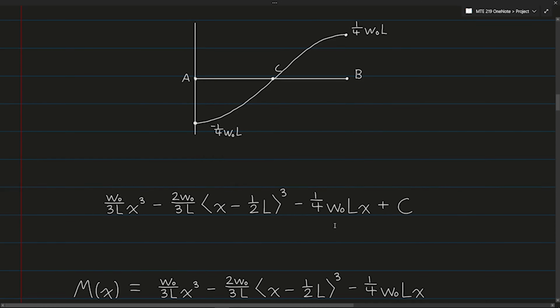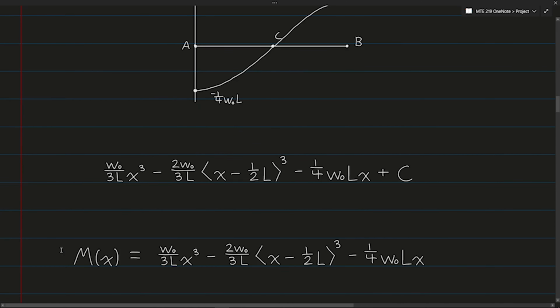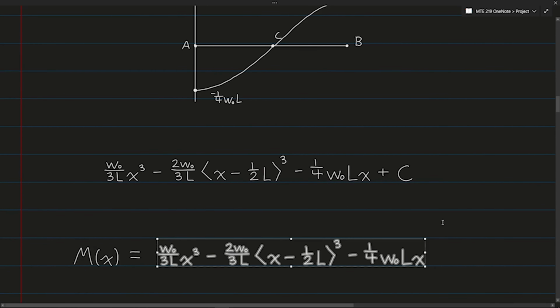So when we take c as 0, we get this function for the bending moment in the beam, where M(x) is equal to this. And when x is equal to 0, or we're at point A, this will all evaluate to 0, because there's no bending moment at that point in the beam. So it all makes sense.